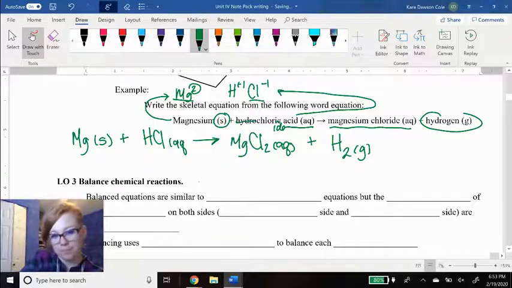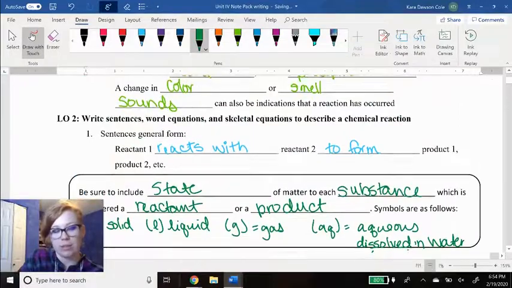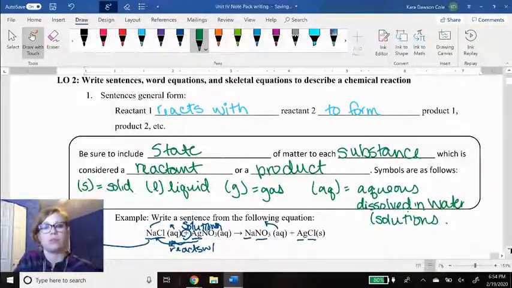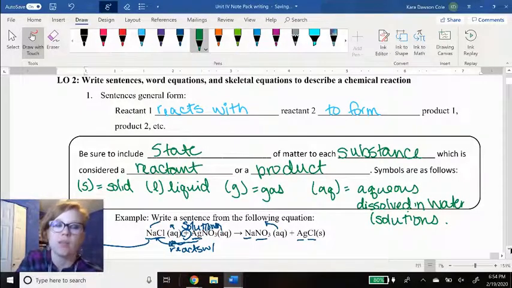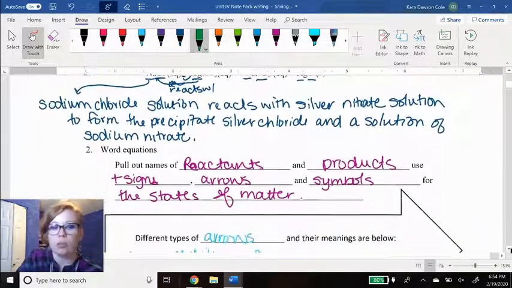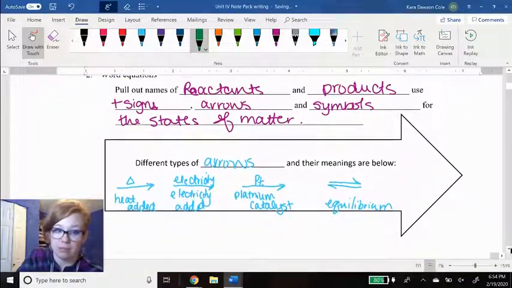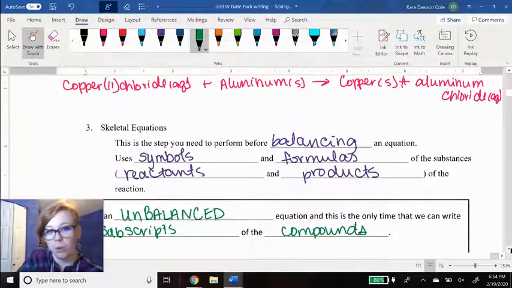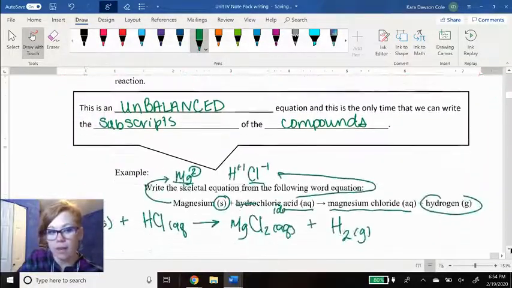same. Okay? So this is learning objective 2, to write sentences, word equations, and skeletal equations to describe a chemical reaction. So again, we can write a sentence. We can write a word equation, right? And then we could also write a skeletal equation. Okay? So that is learning objective 2.